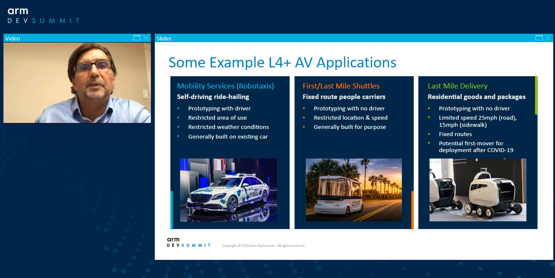Some good examples of L4 plus type autonomous vehicle applications are robo-taxis, as I've mentioned, and last mile delivery. We're also seeing a number of companies that are developing mobility as a service based on shuttle type platforms. And many of these examples are using electrification or EV vehicles for these types of services.